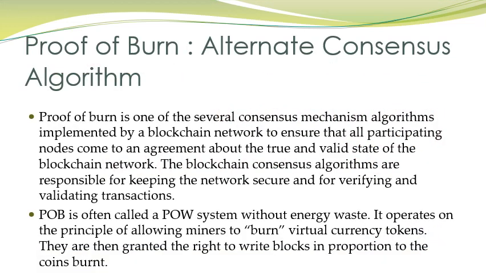So students, this is proof of burn, an alternate consensus algorithm. This is the alternate algorithm to proof of work and proof of stake. Proof of burn is one of the several consensus mechanism algorithms implemented by a blockchain network to ensure that all participating nodes come to an agreement about the true and valid state of the blockchain network. This is the purpose of this consensus algorithm. All the nodes should agree on the state of the system.